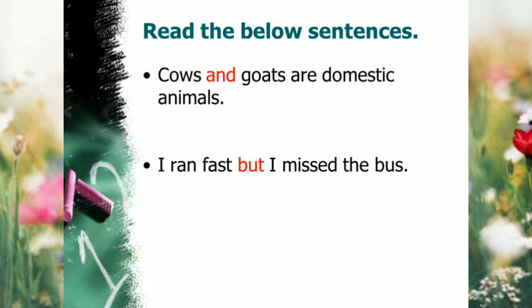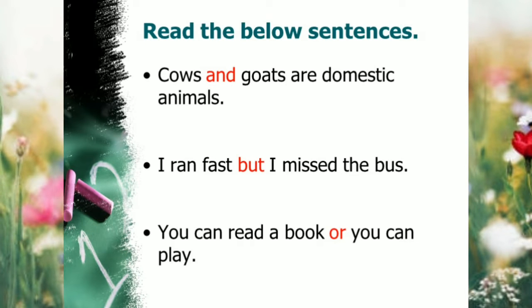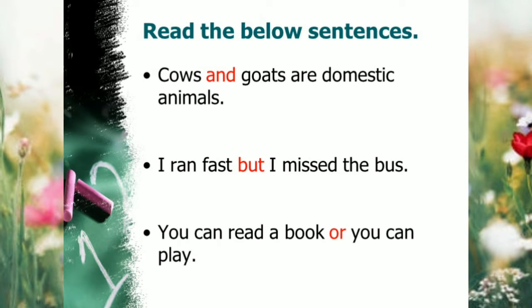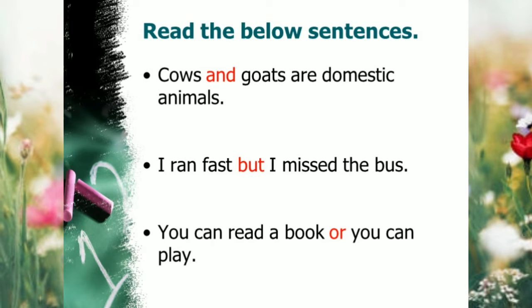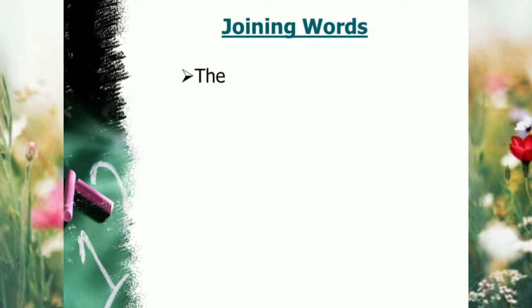Okay, so now we will read the third sentence. You can read a book or you can play. At any particular time, you can do only one thing. It means that you can read a book or you can play. The choice is yours. So whenever a choice is given, or you need to choose from among the options, you will use or.